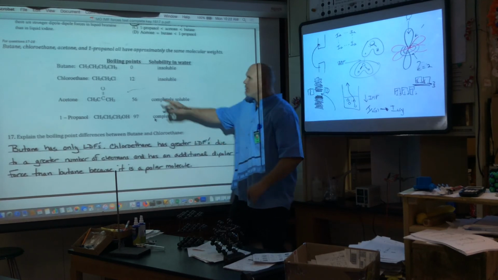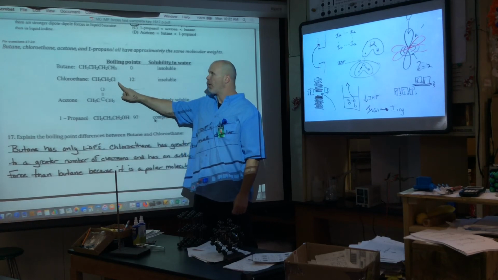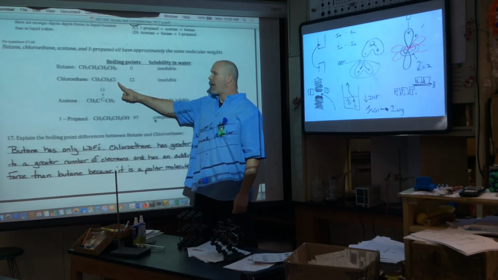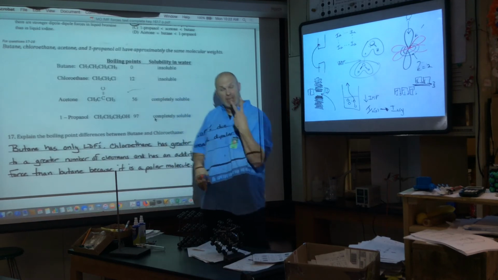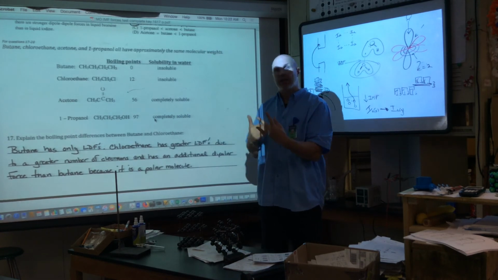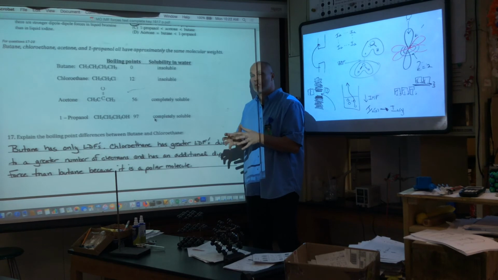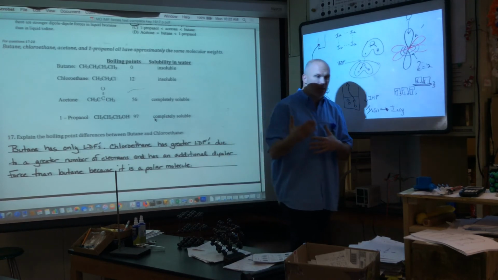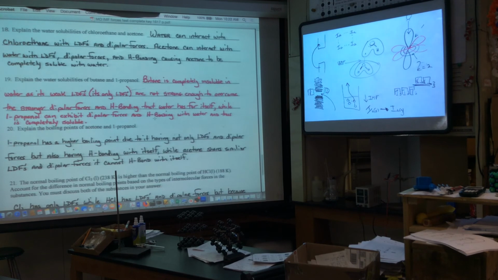So what do you know? Butane is only LDF forces of attraction. Chloroethane has LDFs, but it has an additional force of attraction, which is dipolar. And having that additional force of attraction gives it higher total intermolecular forces. And that's how you answer that question. By the way, the key is posted in PowerSchool to look at this closely. So that's that. Now, the next 2 questions.